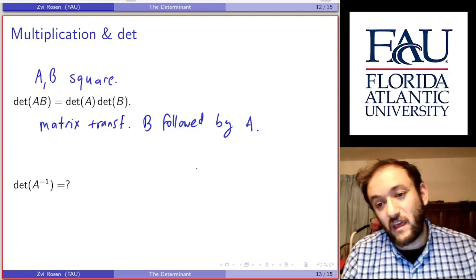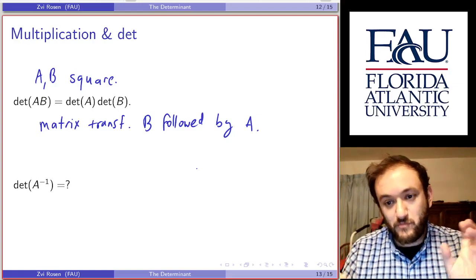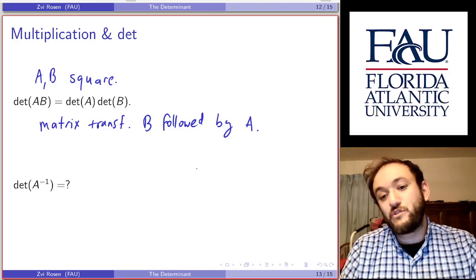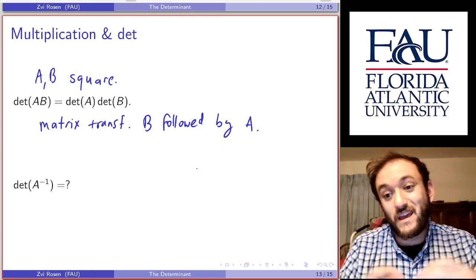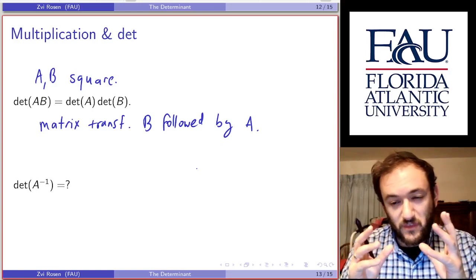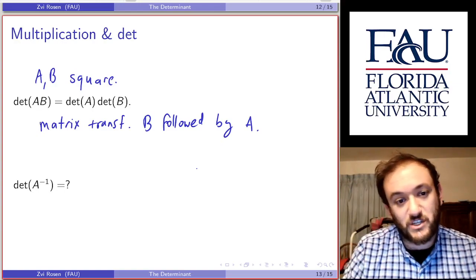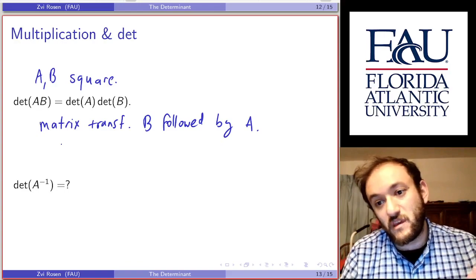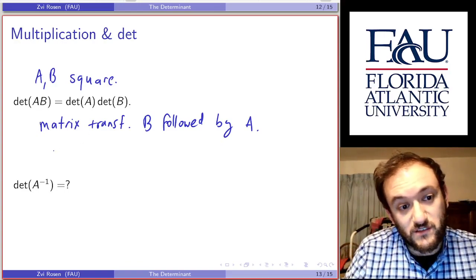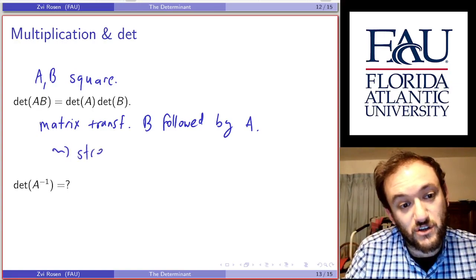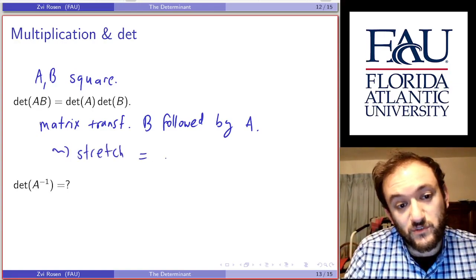Okay, well then that map, B followed by A, first you stretch it however much B stretches it, and then you stretch it again by however much A stretches it by. Okay, if we're thinking about determinant as volume stretching, it makes sense that that would just be the product of the stretches. So the stretch should be equal to the product of each stretch.